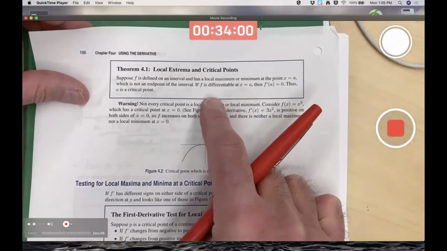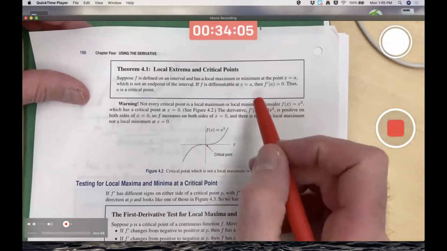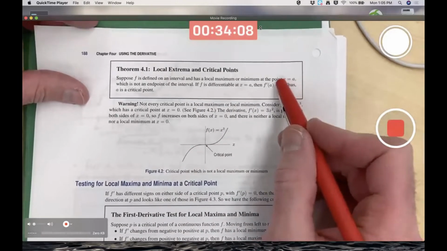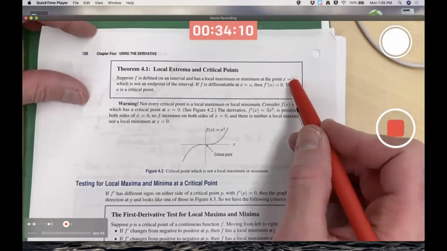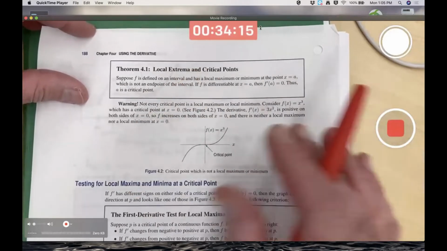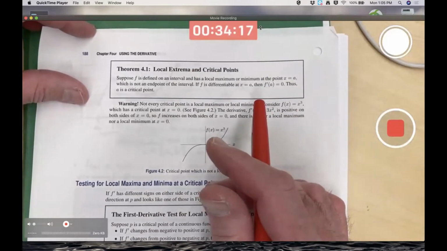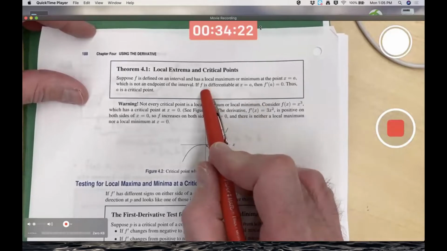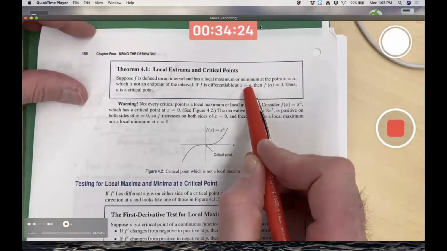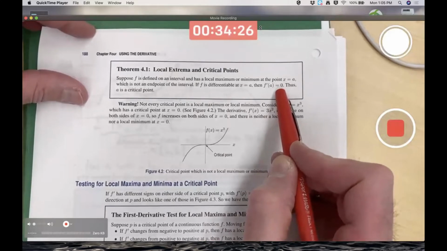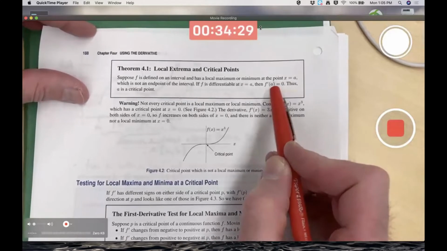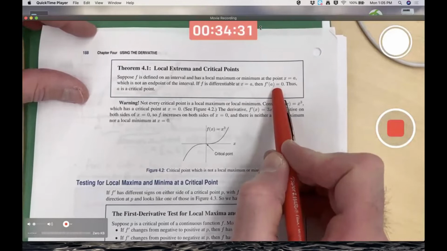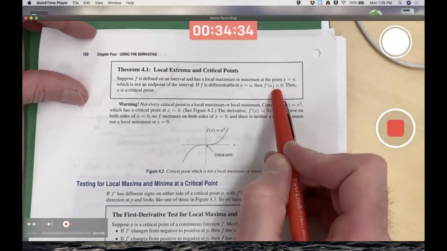This theorem says if you've got a local max or a local min at this point, and again, the word point here is referring to just the x coordinate, a number, which is not an endpoint in the interval, because these endpoints kind of give us trouble, so to speak, because the slope doesn't have to be 0 at the endpoints. If f is differentiable at a, meaning it's got a derivative, then f prime of a must be 0. If f is not differentiable at a, then a is also a critical point.